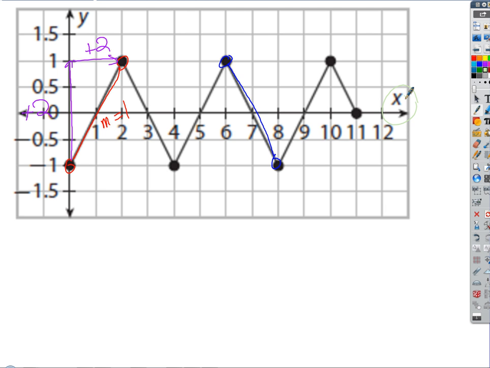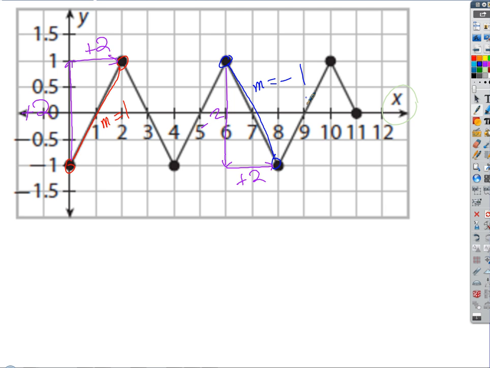So what's my rise going to be here? -2, because I'm going down. So my rise is -2, my run is always positive, because I'm going left to right. So what's my slope there then? Yeah, -2 over +2, which reduces to -1. Okay, good. All right, now we're going to do something weird.